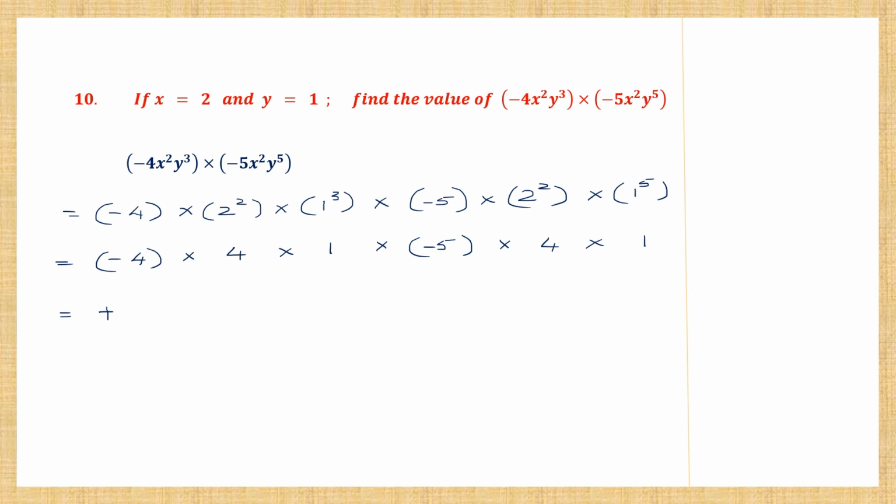Now let's begin with the multiplication. 4 4s are 16. 16 ones are 16. 16 into 5 is 80. 80 into 4 is 320, and 320 into 1 will be 320. So the final answer is plus 320 or just 320.